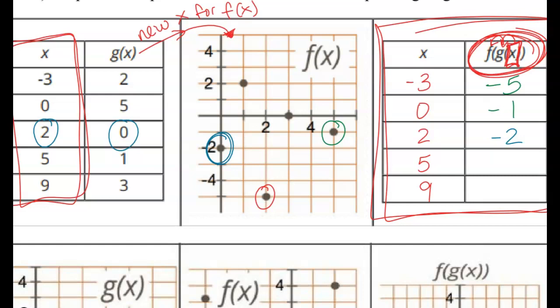Without me walking you through it, what is the f of g of x value when your initial input is 5? So let's see. Yes, perfect. What about when it's 9? What is your output? That's exactly right. Any questions on this graph?